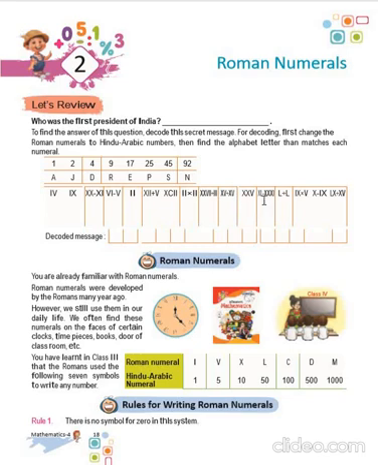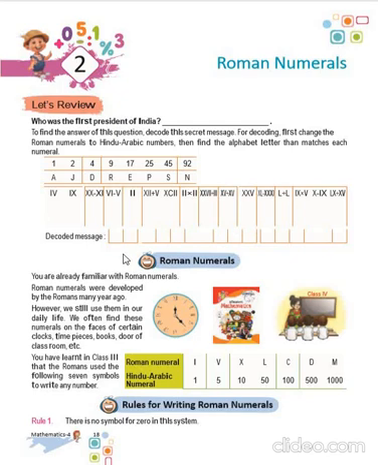It is 9, so it will be R. It is 1, so it will be A. It is 45, so it will be S. It is 1, so it will be A. It is 4, so it will be D. So our decoded message will be Dr. Rajendra Prasad.